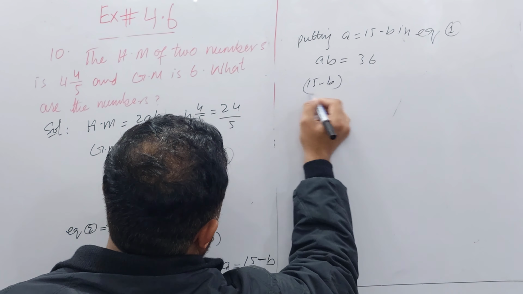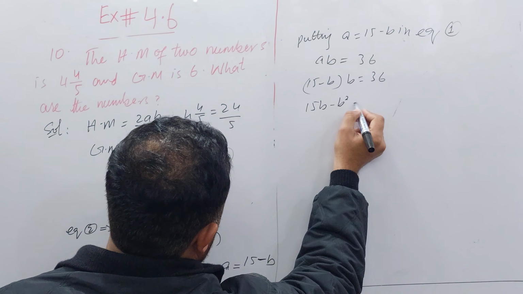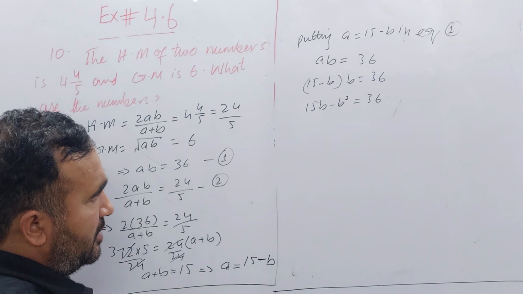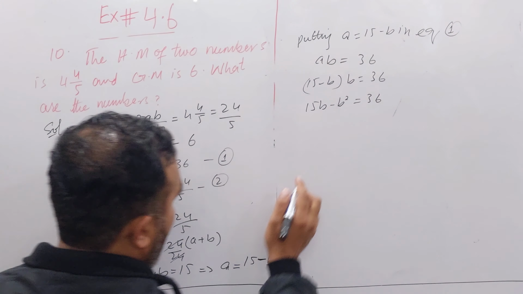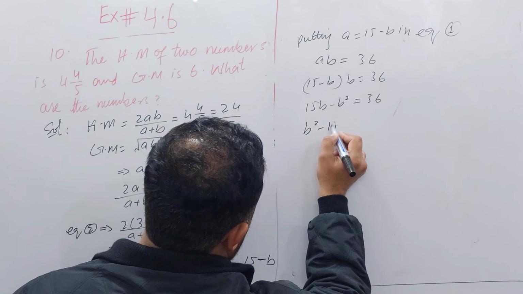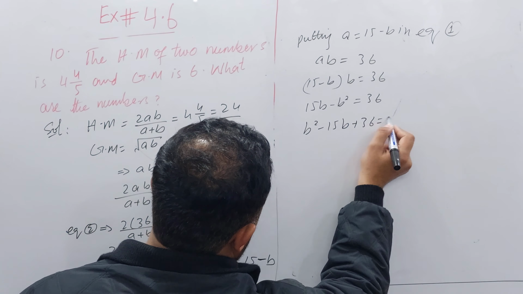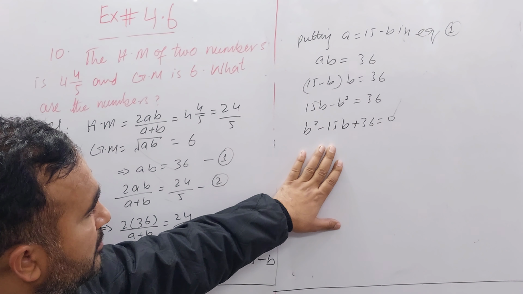Now multiply b with both sides. It will be 15b minus b square is equal to 36. Shift these two terms to the other side to make this a quadratic equation in standard form. So that will be b square minus 15b plus 36 is equal to 0. Shifting these two to the other side will make this b square positive and this will be negative. Now this is the standard form of a quadratic equation, and we can use factorization.